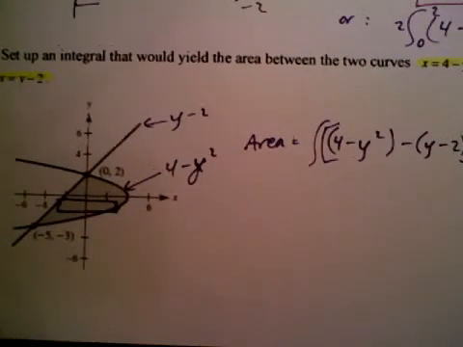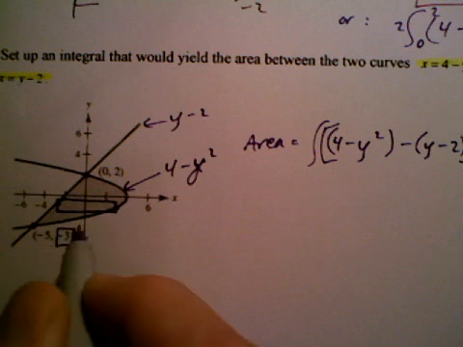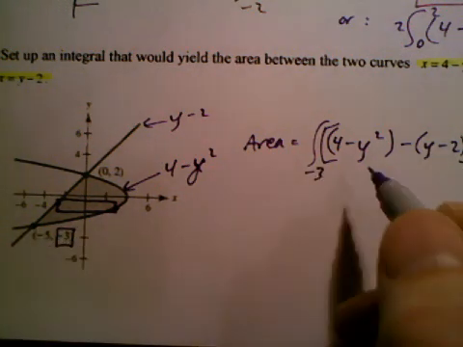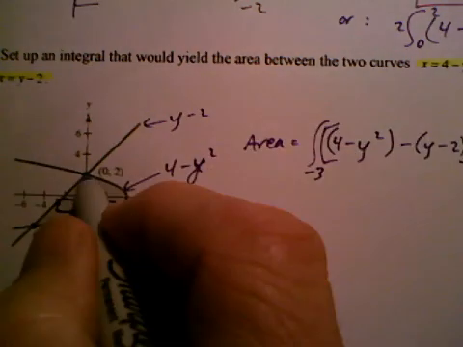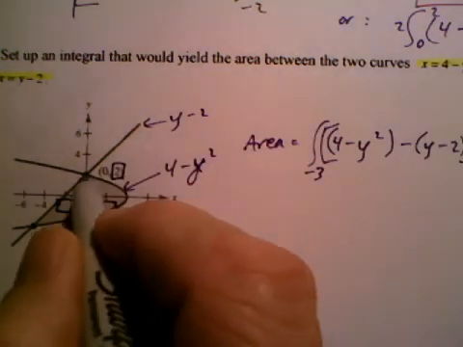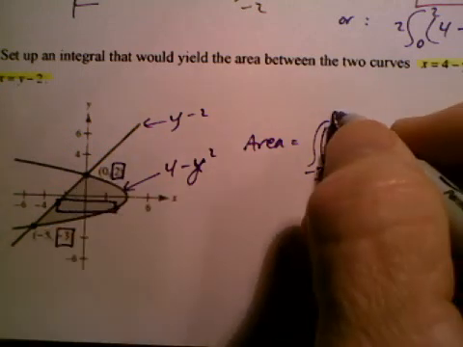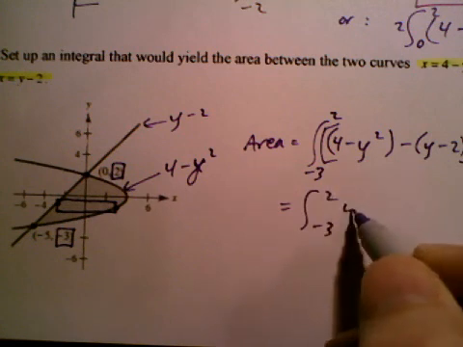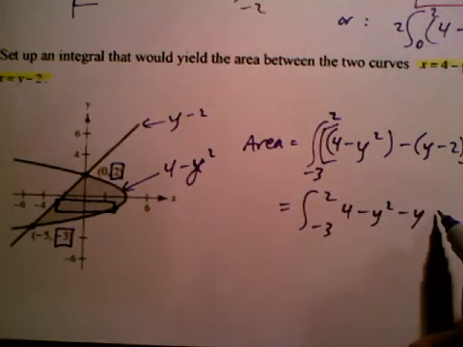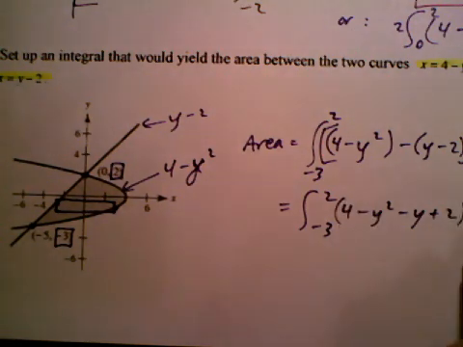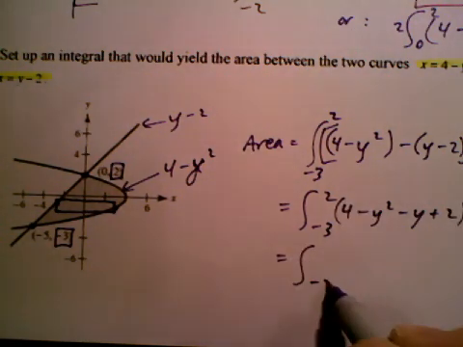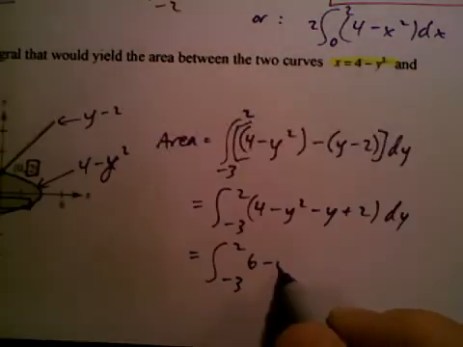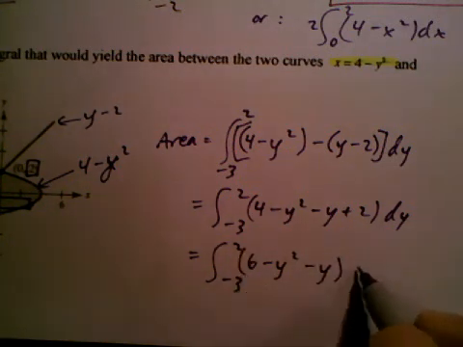And when we go from bottom to top, the lower limit of integration is the y-coordinate of that point, which is negative 3. And the upper limit of integration is the y-coordinate of the point on top. So that's the 2. And so we could simplify that a little bit. Negative 3 to 2 of 4 minus y squared minus y plus 2 dy. And let's just make it look a lot cleaner. Okay, negative 3 to 2 of 6 minus y squared minus y dy.